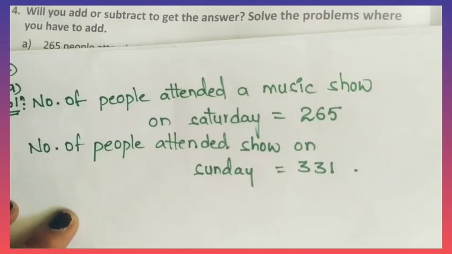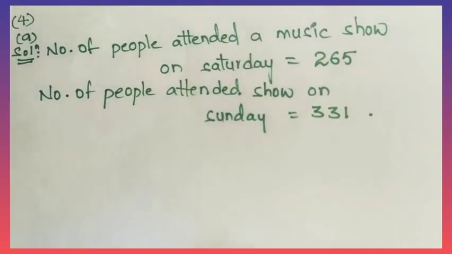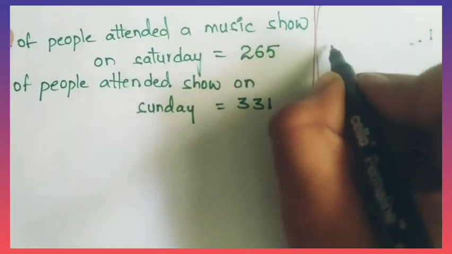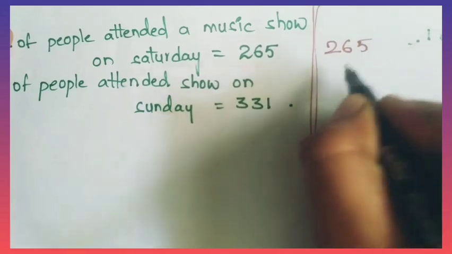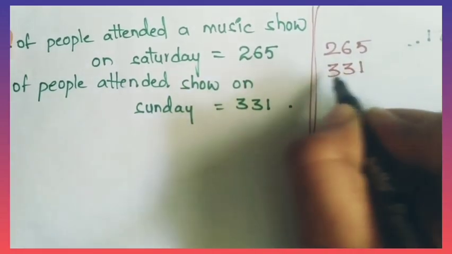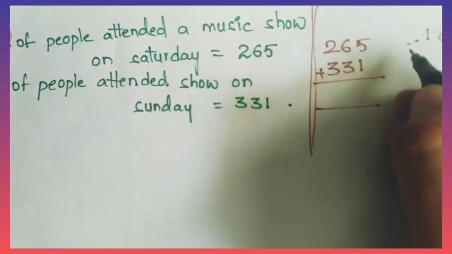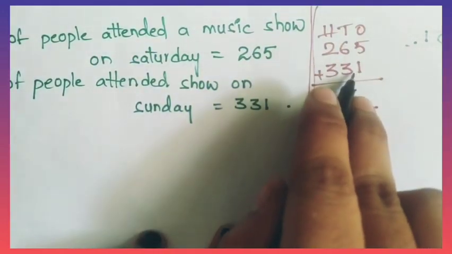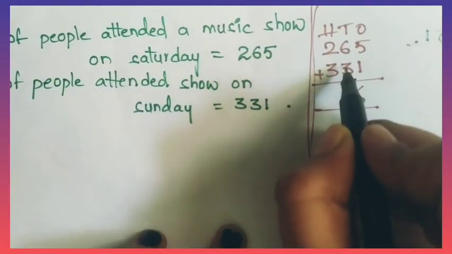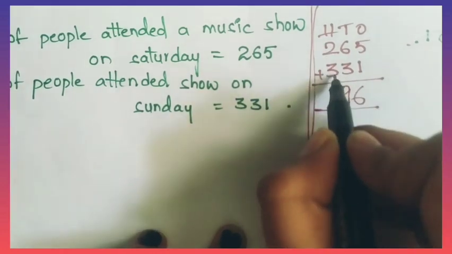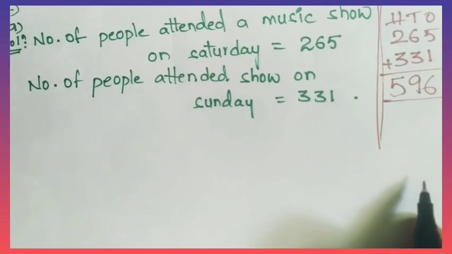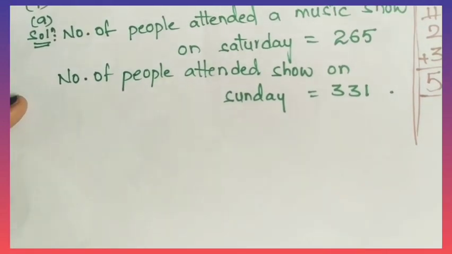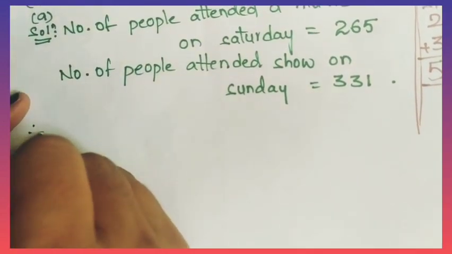Okay. I think you have a red line like this in your notebooks. After the red line, do this addition. Okay. Ones, tens, hundreds. 5 plus 1, 6. 6 plus 3, 9. 2 plus 3, 5. Total how many members attended? 596.